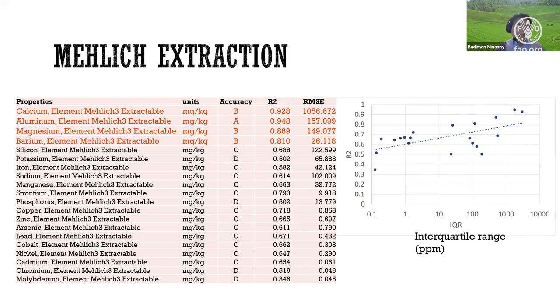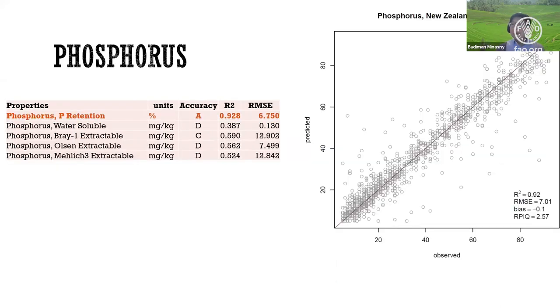So Mehlich extraction is an extractant of the soil, and it's only related to the elements with a high concentration. And for phosphorus, people want to know what the available phosphorus is. Unfortunately, available phosphorus such as water-soluble phosphorus, Bray extractable phosphorus, Olsen extractable phosphorus, and Mehlich extractable phosphorus cannot be predicted well because it's related to the soil solution, right? The extraction of the soil. But what can be predicted very well is the phosphorus retention capacity. That means the measure of how much phosphorus can be absorbed or retained by the soil, which is very useful in some tropical soils with high iron and aluminium oxides.